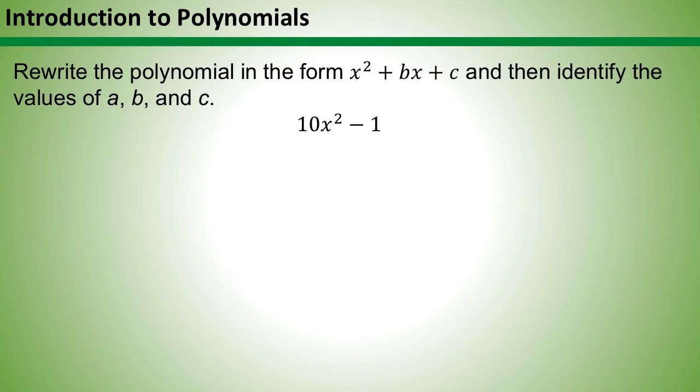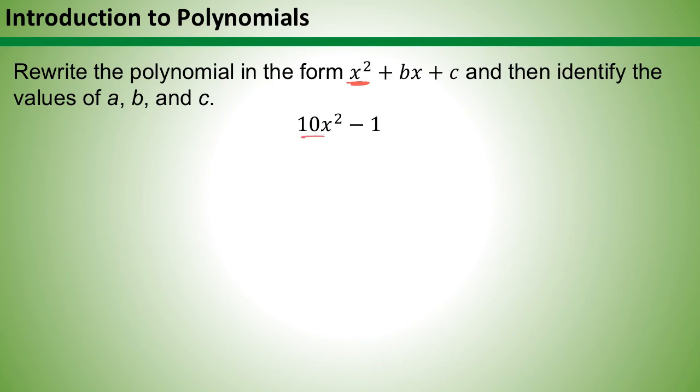Okay, and then the last part, rewrite the polynomial in this form here. So I want x squared to go first, I want bx to go second, and c to go last, and identify the values of a, b, and c. And what we're being asked for, what are the coefficients, okay? So let's rewrite this.